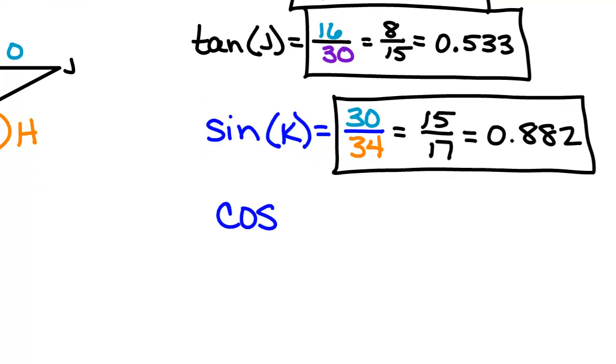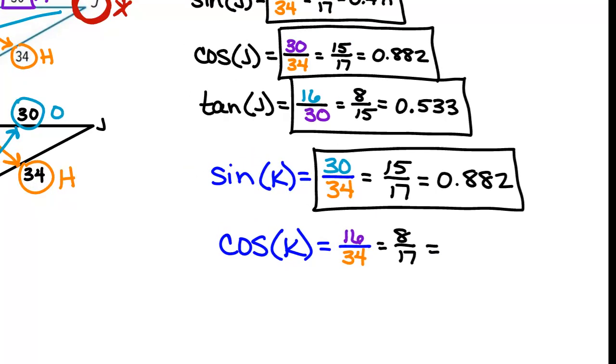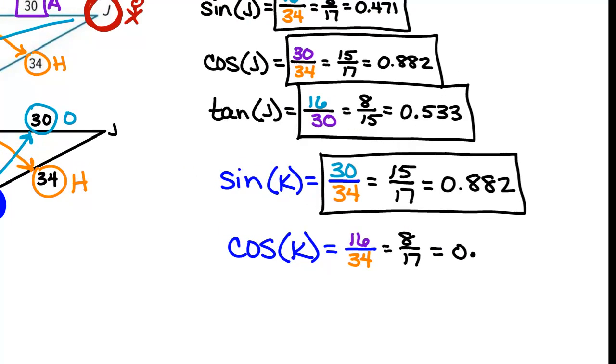And then we do cosine of angle K. That is adjacent, which is 16 over the hypotenuse of 34. 2 goes into both 16 and 34, so that would be 8 over 17. Cosine of angle K is exactly the same as the sine of angle J.